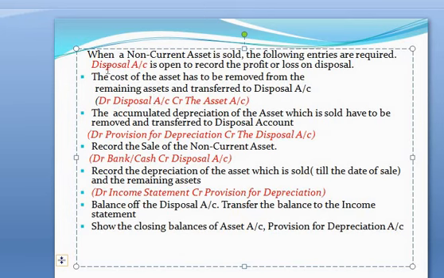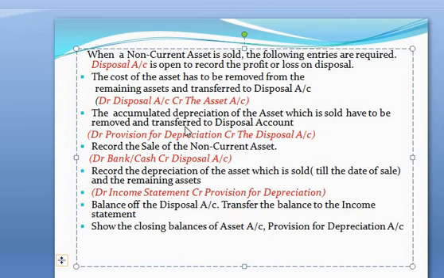So the disposal account, as you are closing it, will show you where the entry should be, whether on the debit side of the income statement or the credit side of the income statement. Remember, debit side of the income statement means you're recording a loss, while credit side you're recording an income, right?